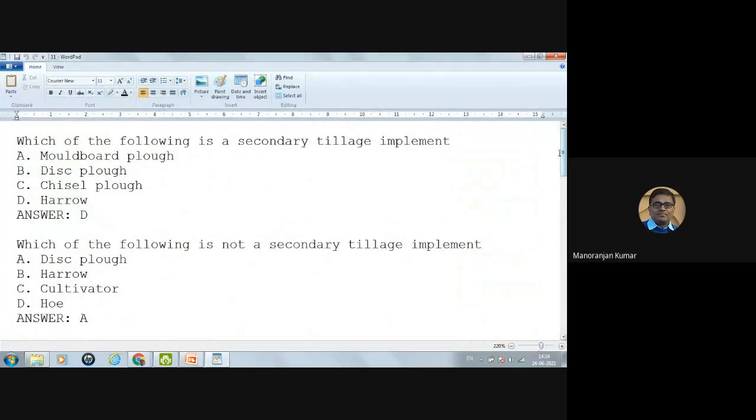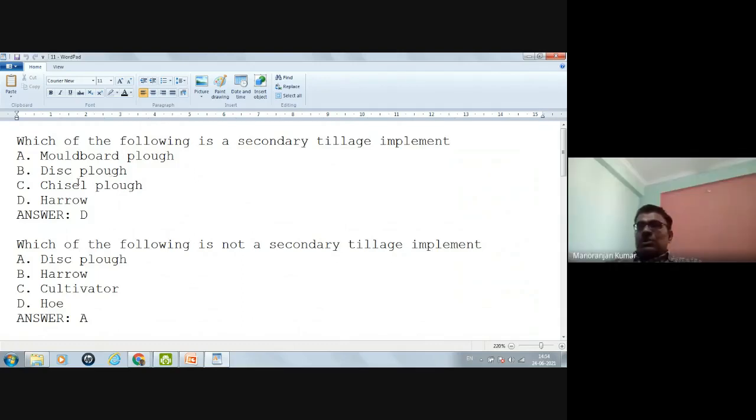So the first question is, which of the following is a secondary tillage implement? MB plow? No, MB plow is a primary tillage implement. Disc plow? No, it is also primary tillage. Chisel plow? Primary tillage implement. Harrow? Yes, harrow is a secondary tillage implement.